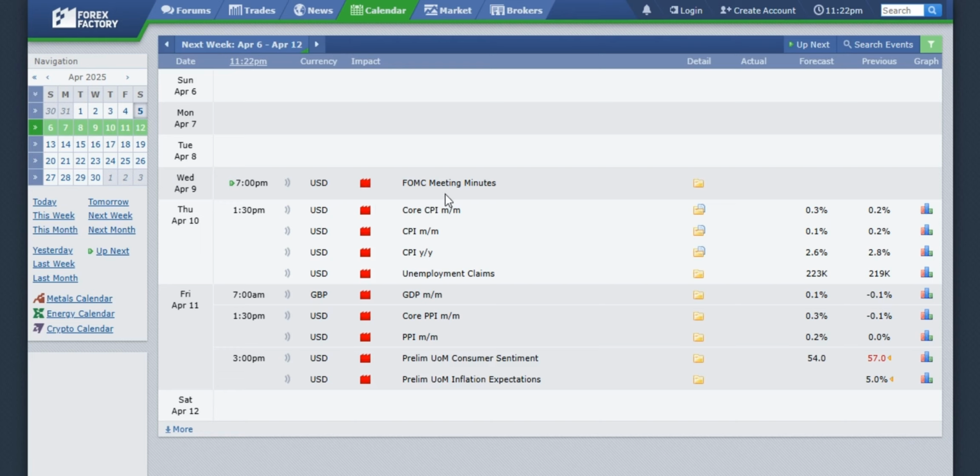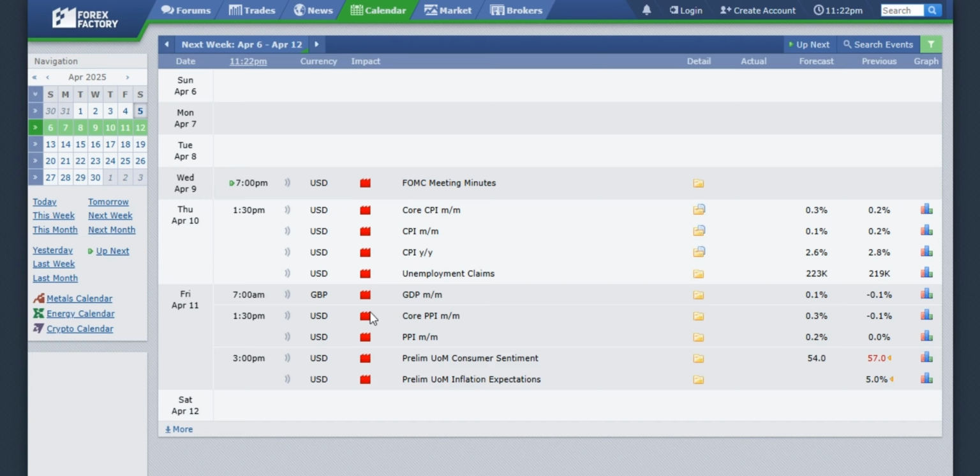FOMC meeting minutes around 7 p.m. Nigerian time. Then we have on Thursday core CPI. Then we have unemployment claims at 1:30 p.m. So there'll be volatility in the markets on Thursday. So I think we might have a reversal, a Thursday reversal, in the weekly profile for this week.